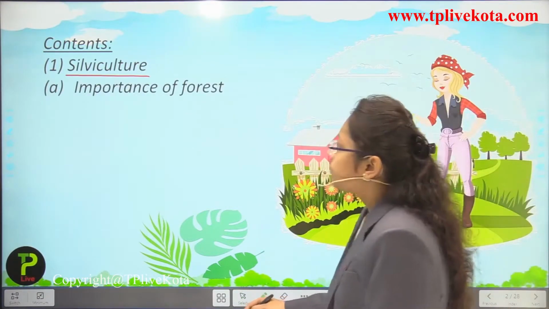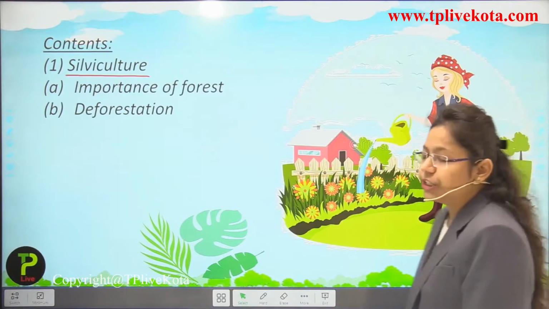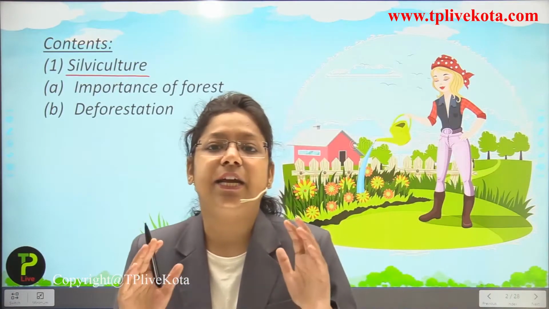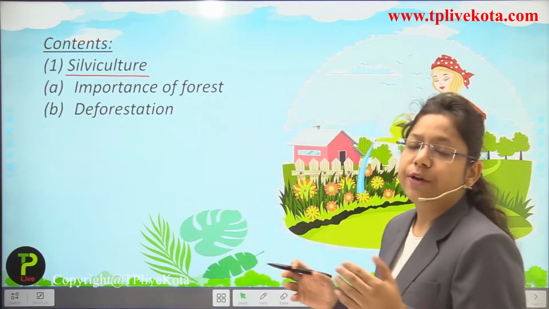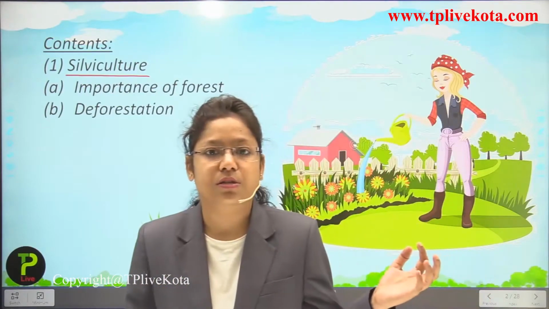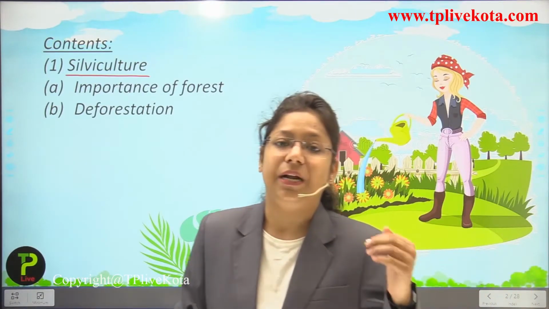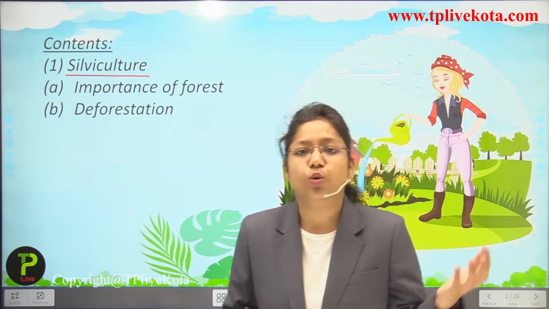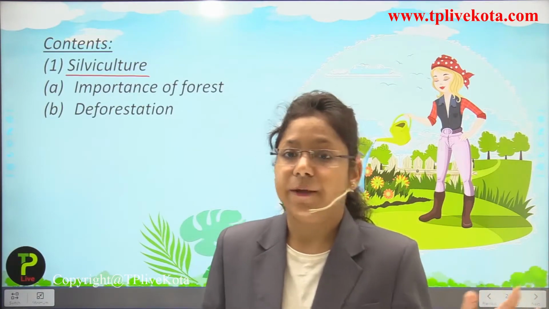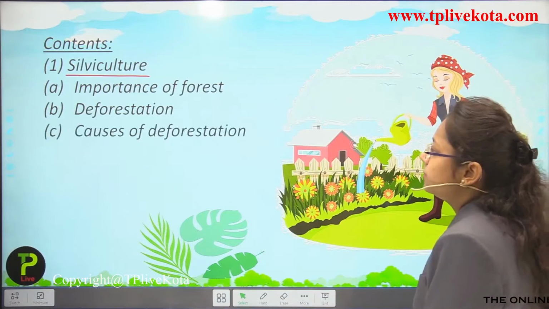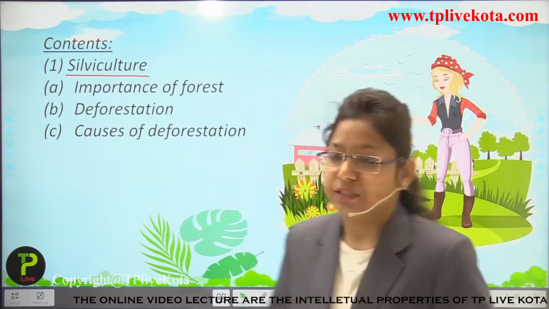The next content is the importance of forests, that is included in silviculture. Then deforestation. Now deforestation means cutting of trees on a large scale. Usually you have seen that around your home also some trees are being cut down and then new things are developed, like buildings, hospitals, and schools are developed. But we are getting the loss of natural life. Next, causes of deforestation. What are the causes of deforestation? Obviously urbanization.